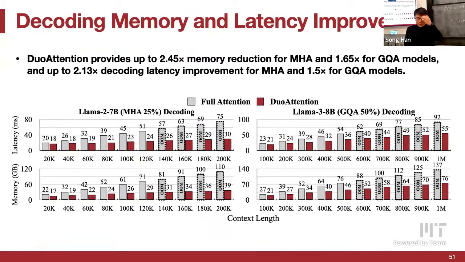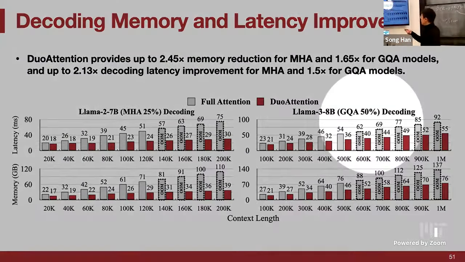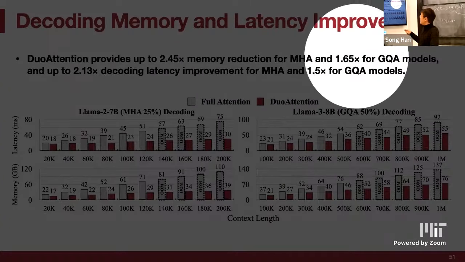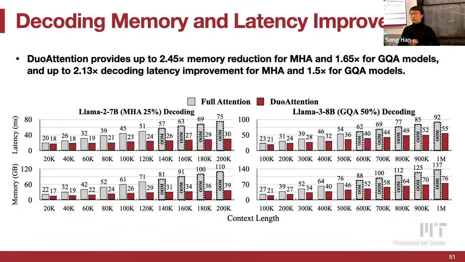And let's see what the speedup and memory saving are. It can provide about 2x memory reduction for MHA, 1.6x for GQA models. Why higher for MHA and lower for GQA? Because for GQA, you have fewer heads for K and V, right? You are sharing a lot of heads with the same K and V, so the number of heads is smaller. And it's harder to prune since multiple heads have to share the same KV head.